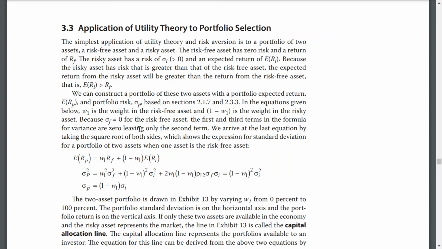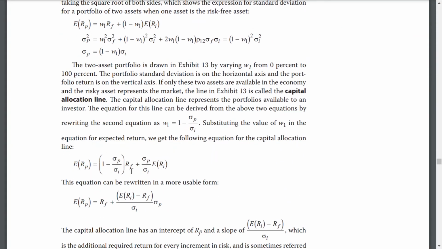The two asset portfolio is drawn in Exhibit 13 by varying W1 from 0% to 100%. The portfolio standard deviation is on the horizontal axis, and the portfolio return is on the vertical axis. If one of these two assets is available in the economy and the risky asset represents the market, the line in Exhibit 13 is called the capital allocation line. The capital allocation line represents the portfolios available to an investor. The equation for the line can be derived from the two equations above. We write the second equation as such.